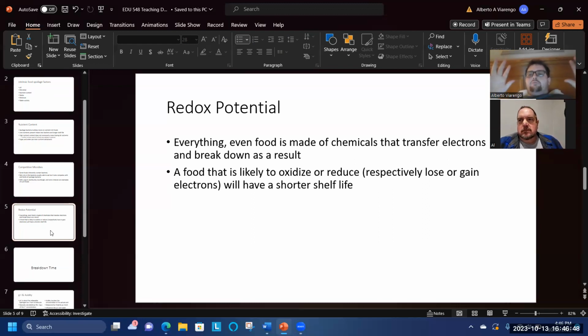Some foods, depending upon their mineral content and such, will have a tendency to transfer electrons, to oxidize or reduce more readily. And as such, they will have a shorter shelf life because they're more prone to chemical reactions happening, causing spoilage. Such a thing even makes it easier for spoilage bacteria to break down these high redox potential foods, making them spoil faster, not just easier.